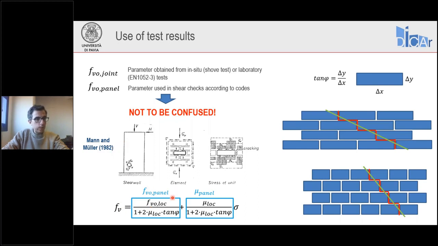Essentially, the relation between the strength parameters of the panel and the parameters of the joints is represented by these expressions. What I would like to stress is the fact that this expression depends on this tangent of phi parameter, which is the inclination of the crack that can form in a masonry. This inclination can be different if the pattern is different. So at the end, you can have a situation where you have the same masonry with same mechanical parameters, same dimension, same axial load, but the strength can be different depending on the pattern.